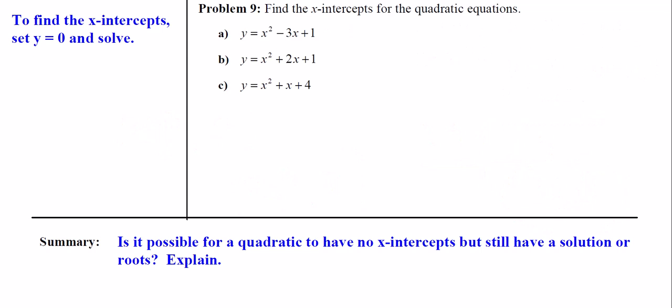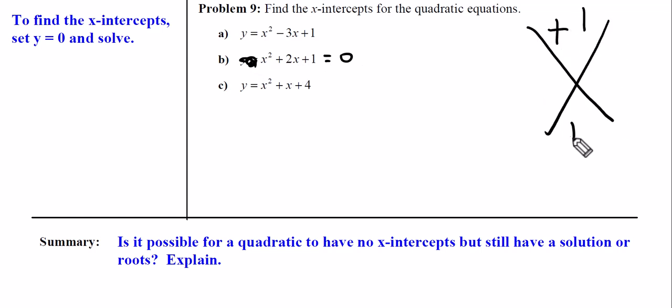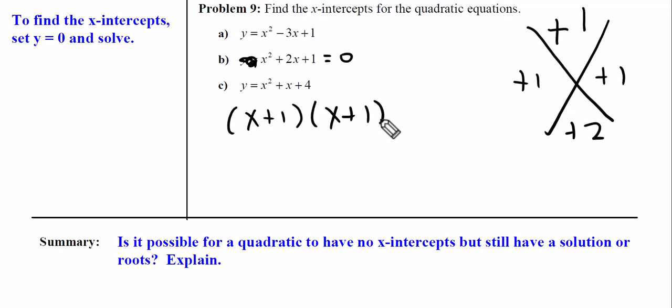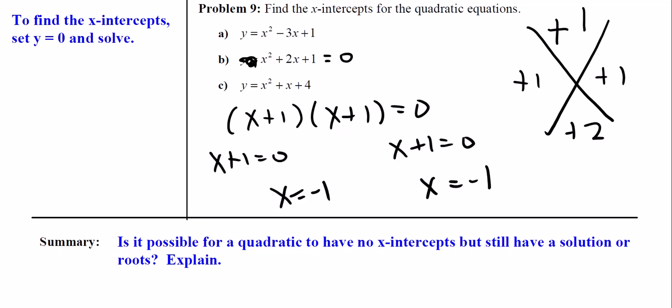Part B, we're going to set that equal to 0. And this actually happens to work out with the AC method. I have a plus 1 on the top and a plus 2 on the bottom, and that's a plus 1 and a plus 1. These two multiply to a positive 1, they add to a positive 2. So this becomes x plus 1 equals 0. We separate and solve, and we note that the answers are repeated. It's a repeated double root.